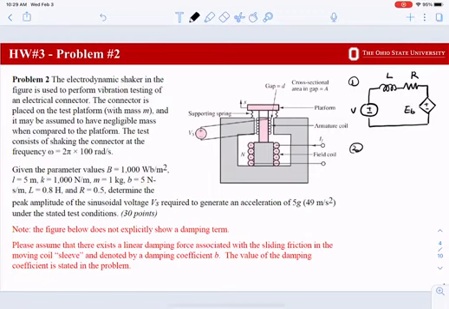The second thing is the mechanical part. So you have the mass here, and you have two resistive forces. One is the spring force, another is the damping force. And you have the input force, B L I, from the system.